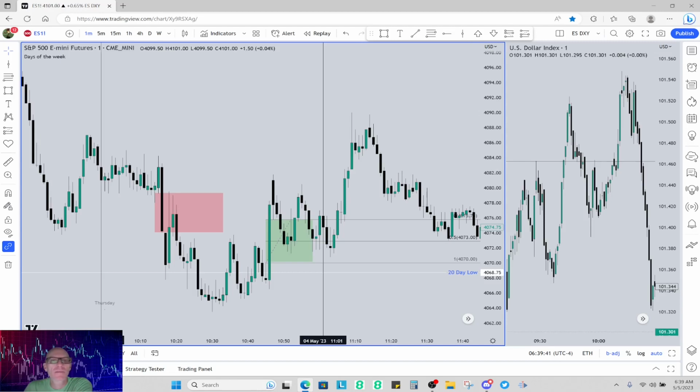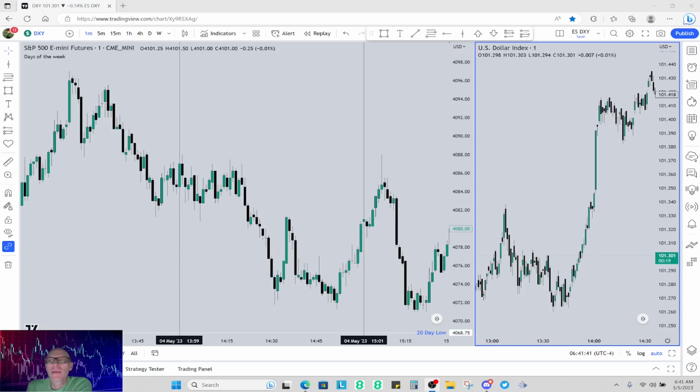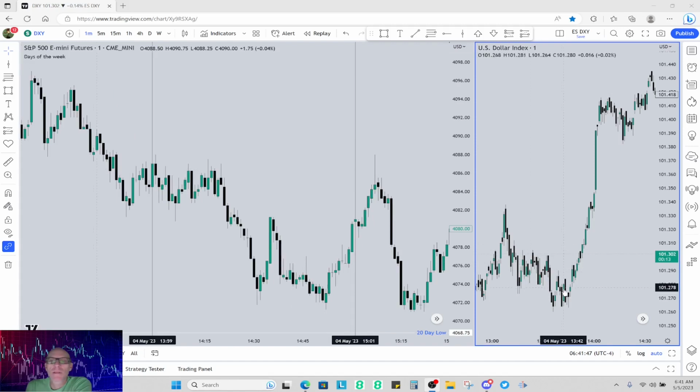Now let's look at the PM session. Looking at the PM session, first of all, I want to look at the dollar and what the dollar was doing. On the 1 minute chart, you can see just after lunch, price on the dollar really started to move higher again, showing bullishness. So if that's the case, then I would be expecting more bearishness on ES.